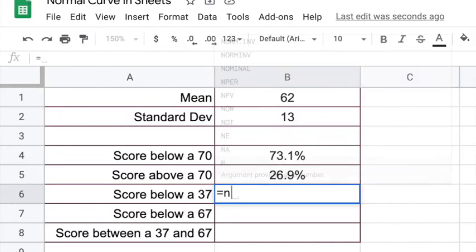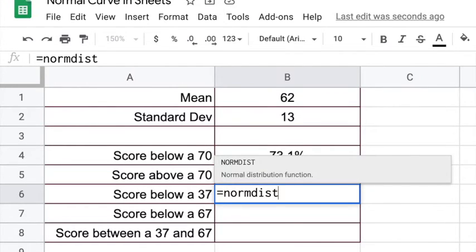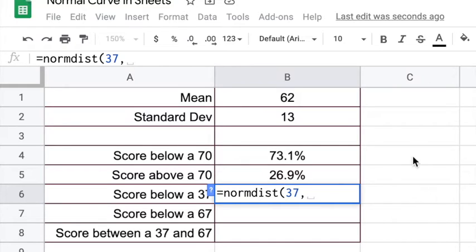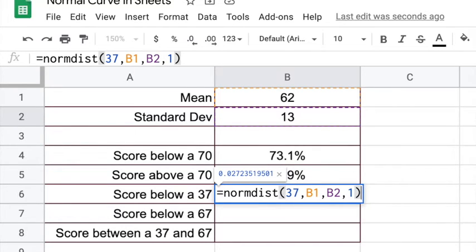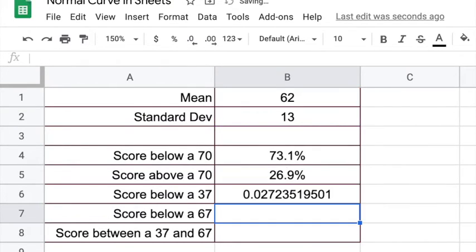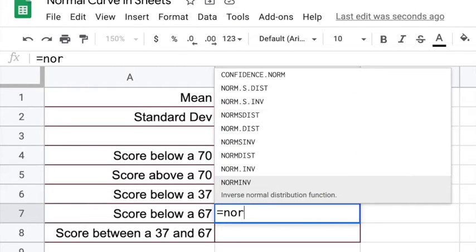So that would be norm dist. So I'll do the 37, and then the mean, comma, the standard deviation, comma 1. And this will give me the below percent in a decimal format. So change it into a percent, and I'll shrink it down a little bit. All right. Well, of course, the answers previously were 2 decimal places. Neither here nor there.